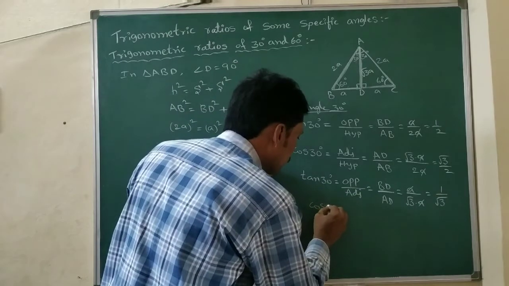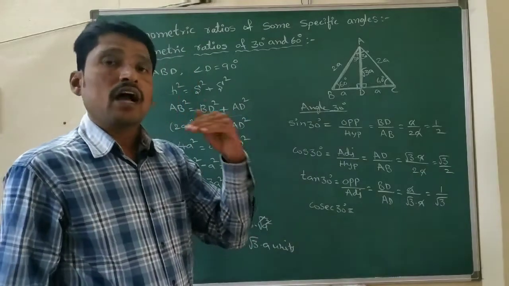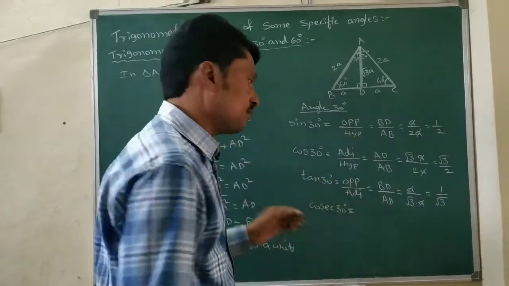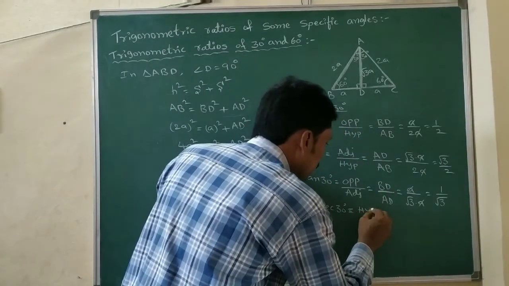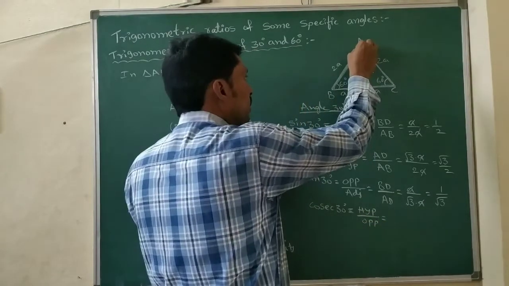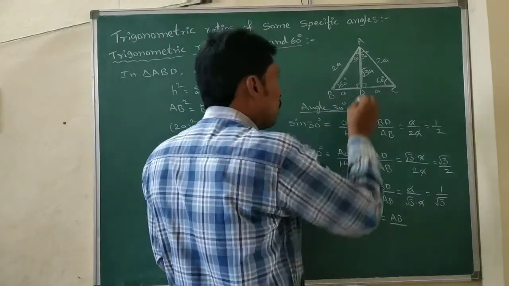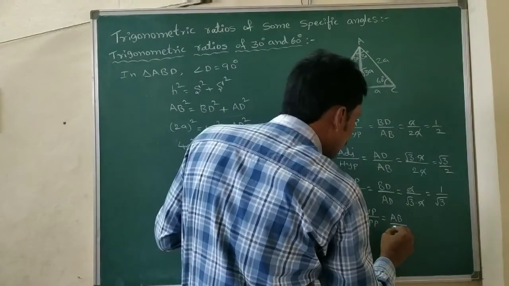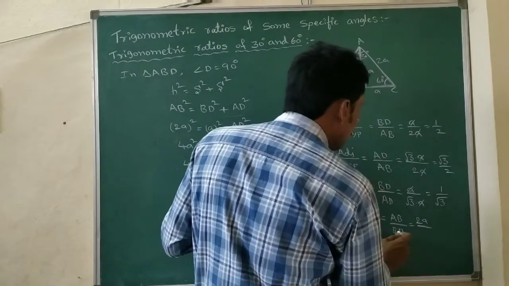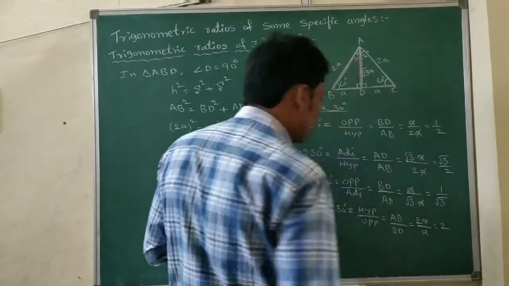Next, cosec 30. What is cosec? Cosec means the length of the hypotenuse by the opposite side to angle 30. So HYP by opposite. What is the hypotenuse here? AB is the hypotenuse, by opposite. What is opposite? BD is the opposite. So AB means 2A by BD value A. The A's get cancelled, that equals 2.